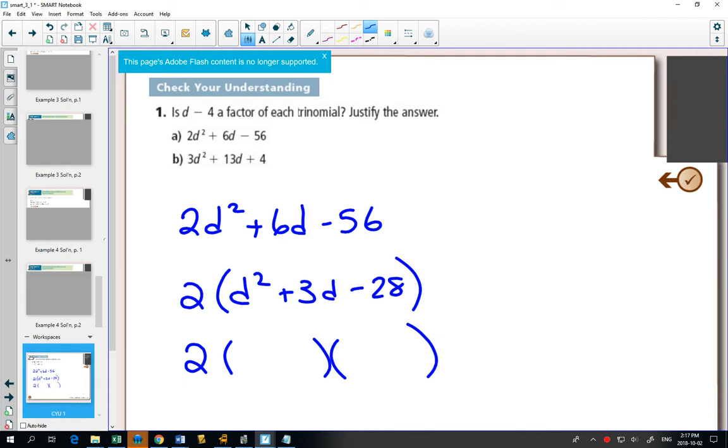It would have to be d and d. Two numbers that multiply to give you 28: 7 and 4. Can I put 7 and 4 in there so that I make 3? Yes. If I put 7 and 4, I need a positive 3, so I would need plus 7 on the inside, minus 4 on the outside. Is d minus 4 a factor? Yes.